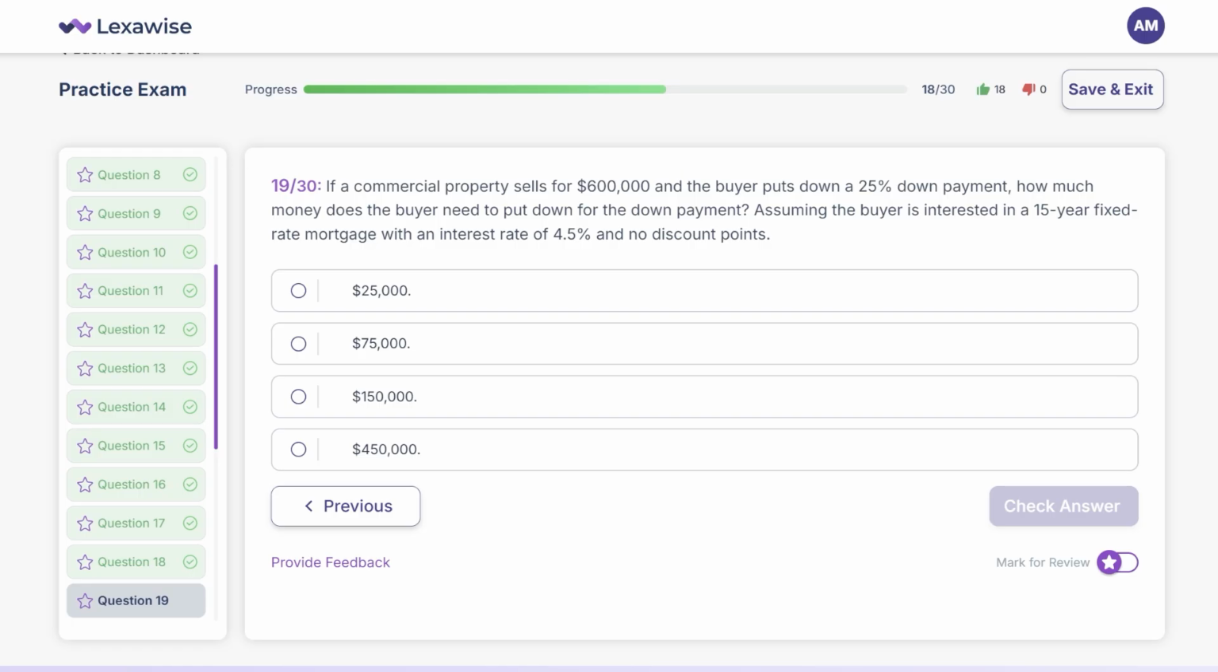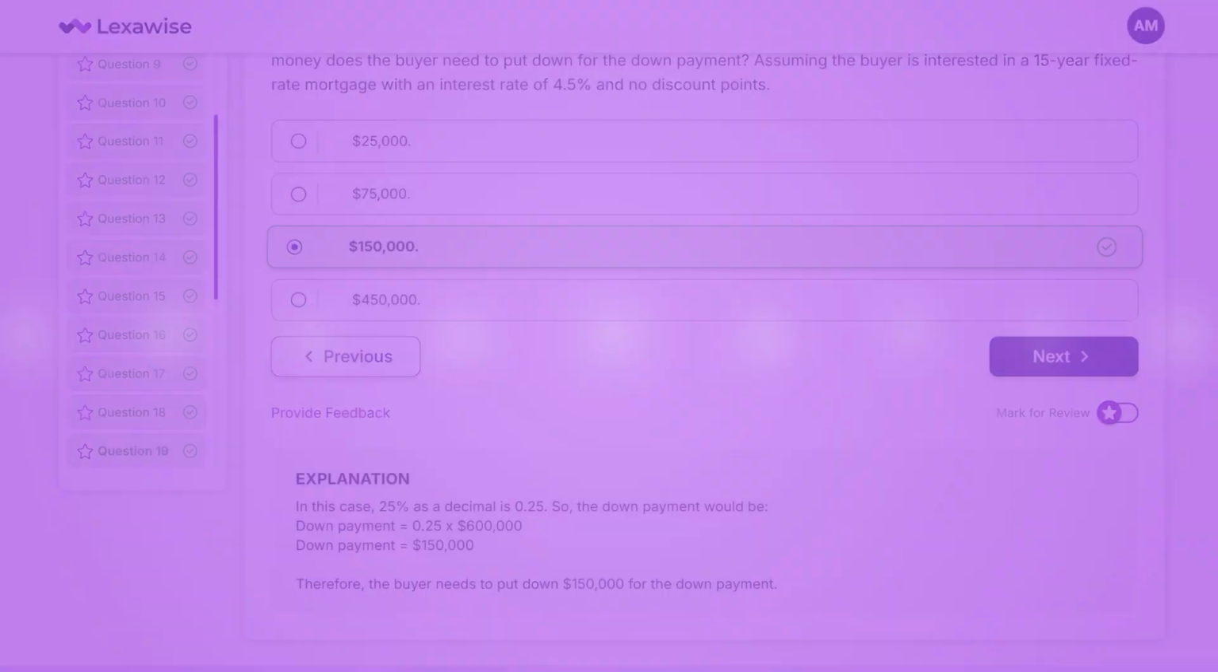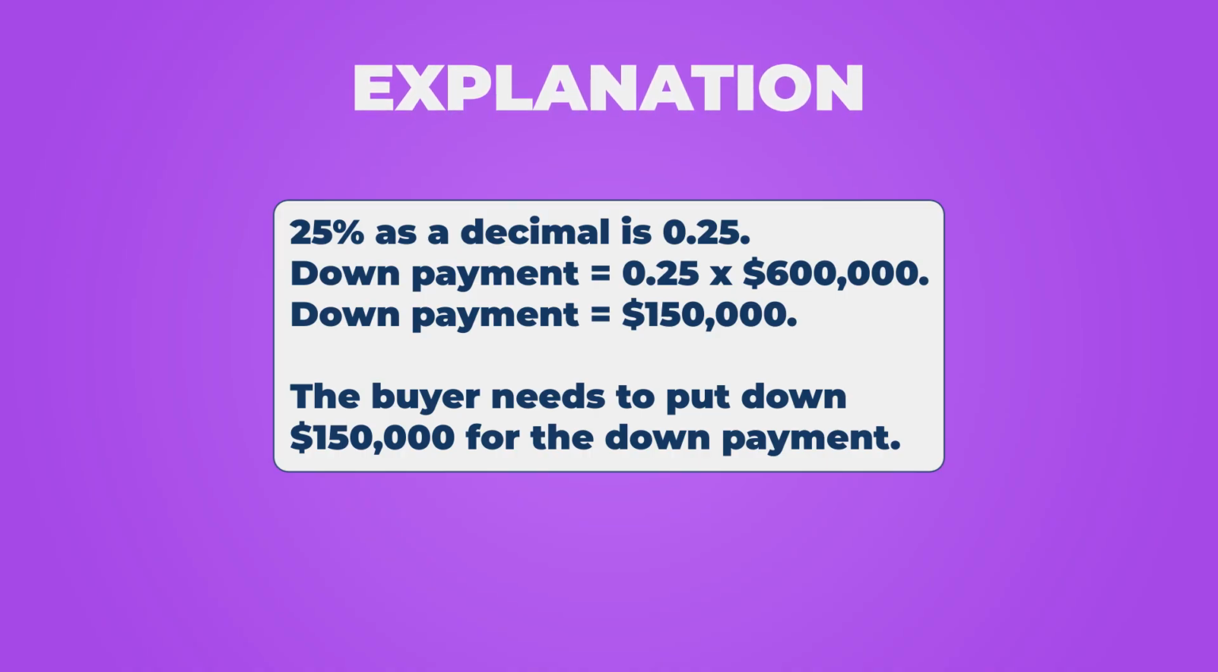The correct answer is C, $150,000. In this case, 25% as a decimal is 0.25. So the down payment equals 0.25 times $600,000. Down payment equals $150,000. Therefore, the buyer needs to put down $150,000 for the down payment. Remember, discount points, when they exist, equal 1% of the loan.